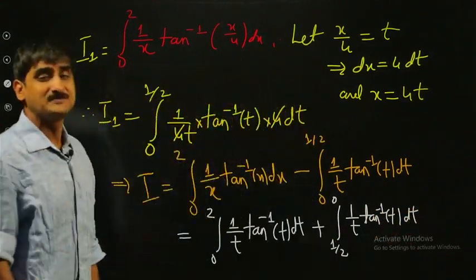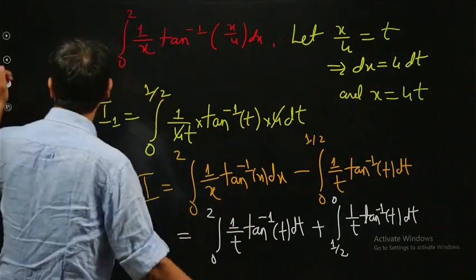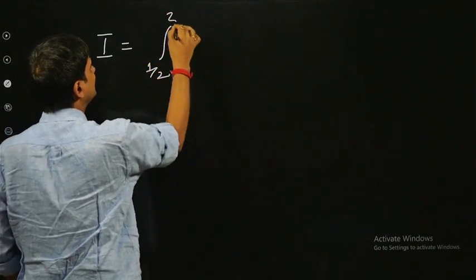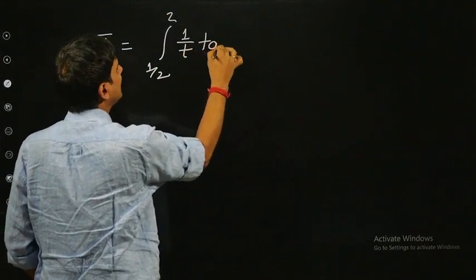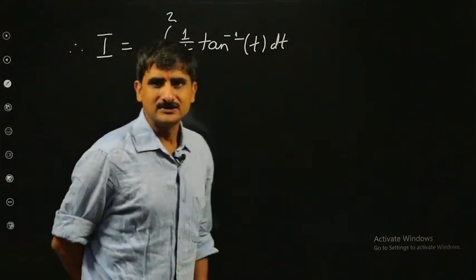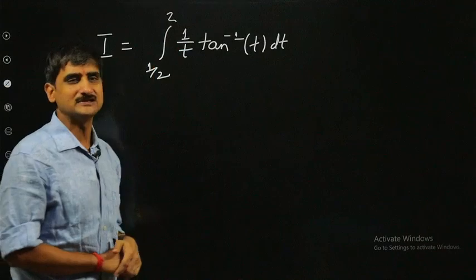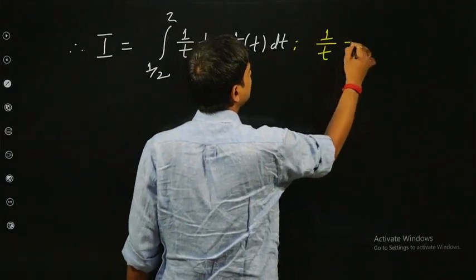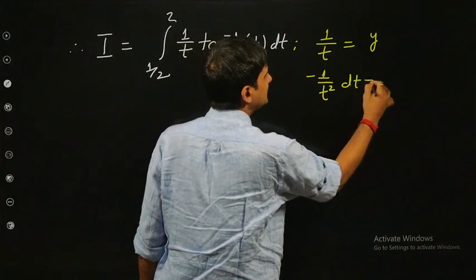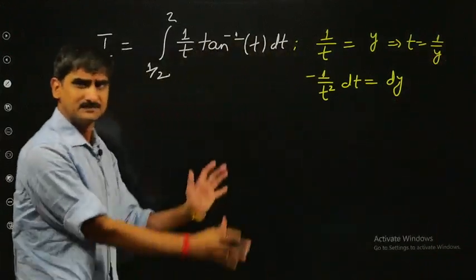Isn't that? Now which property? a to b and b to c can be written as a to c. So therefore we can write our integral as half to 2, 1 by t tan inverse of t dt, and that's it. Now again see, it's 1 by t here and these two are reciprocals of each other. So again I thought to try 1 by t as something, maybe y. So differentiating, minus 1 by t square dt is dy, and therefore t is nothing but 1 by y. Let's put the values everywhere.